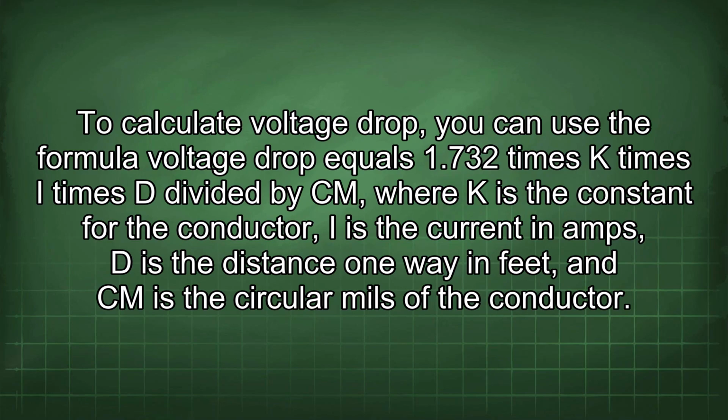To calculate voltage drop, you can use the formula voltage drop equals 1.732 times K times I times D divided by Cm, where K is the constant for the conductor, I is the current in amps, D is the distance one way in feet, and Cm is the circular mils of the conductor.